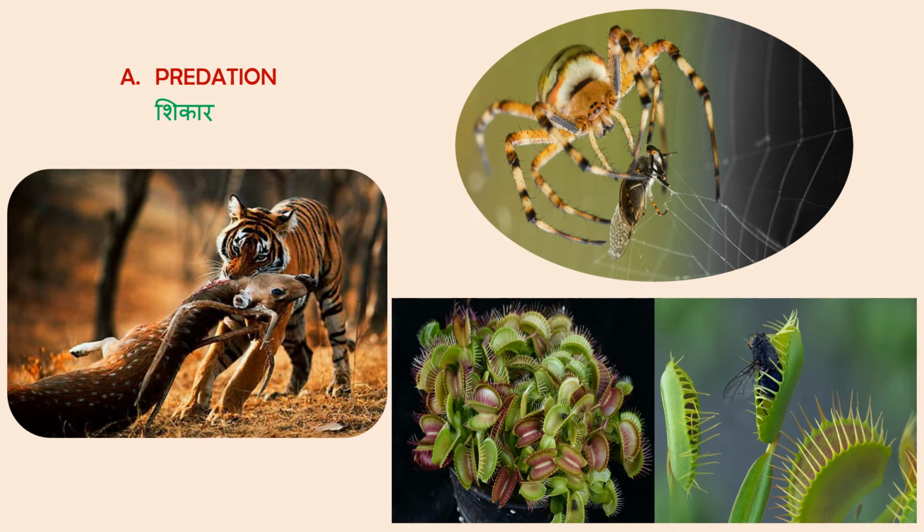So this is a process called predation, or as it is said in Hindi, shikar. Predation is a biological interaction where one organism, the predator, kills and eats another organism, the prey. This tiger killing a deer is a prime example here. The next example is a spider catching its prey, maybe a small fly. And there are also some carnivorous plants that consume small insects.